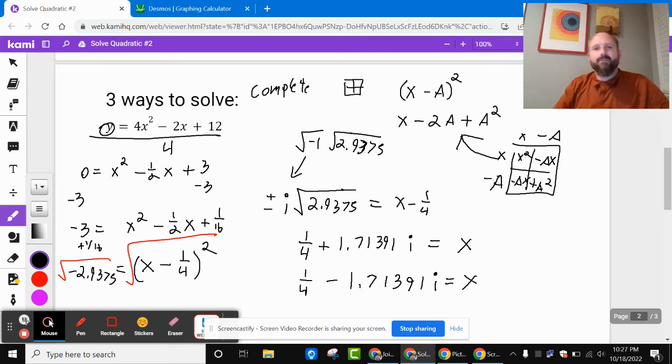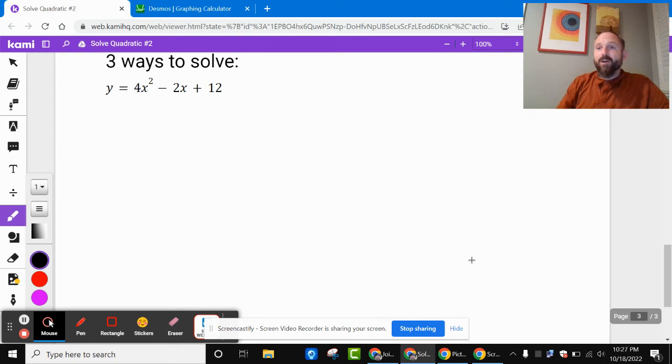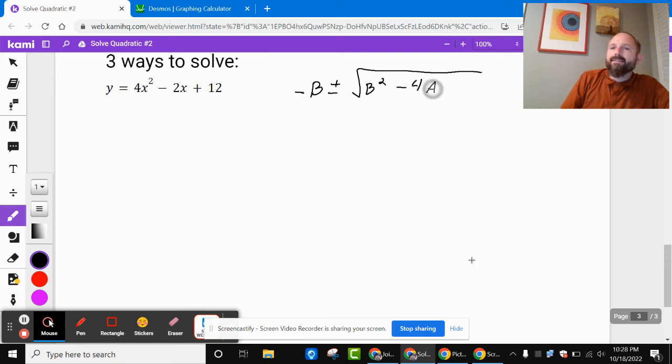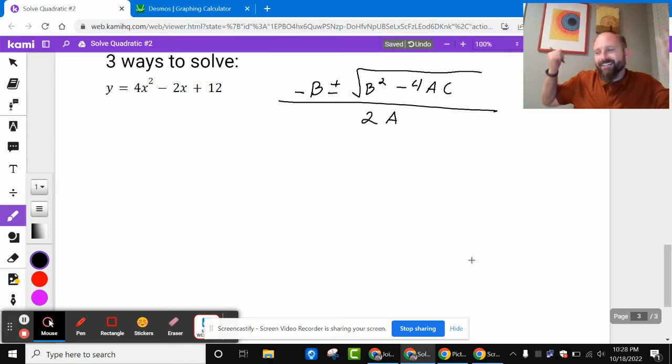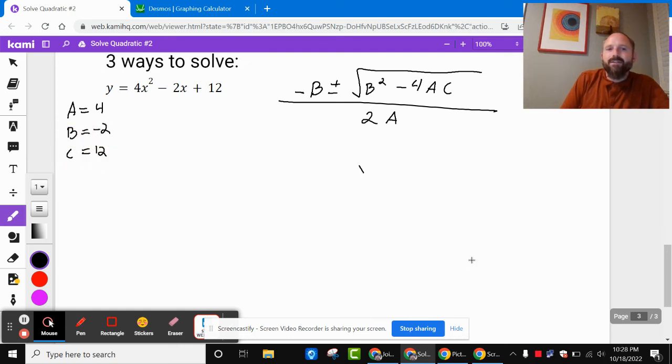Let's go on. Now, what if we use the quadratic formula? Well, what we're going to do is let's see if I remember it. We have negative b plus or minus the square root of b squared minus 4ac, all divided by 2a. Yay, I won a prize. Well, let's bring in our information. We know that a is equal to 4, b is equal to negative 2, and c is equal to 12.